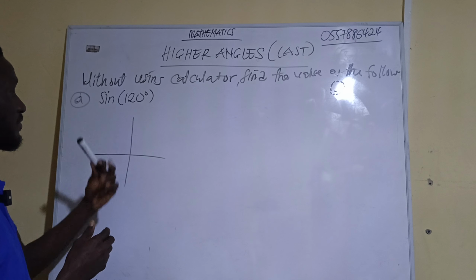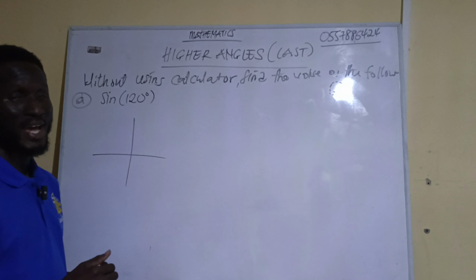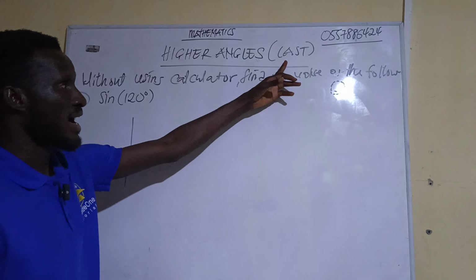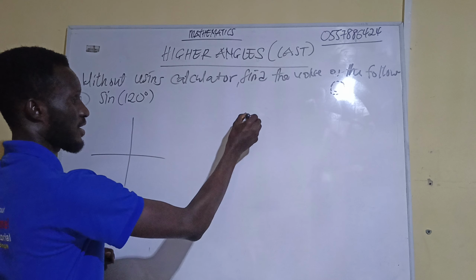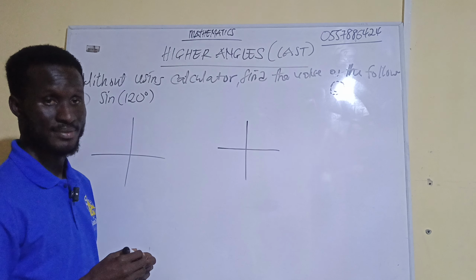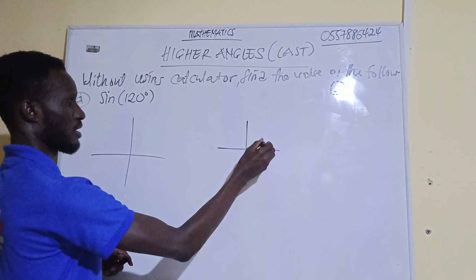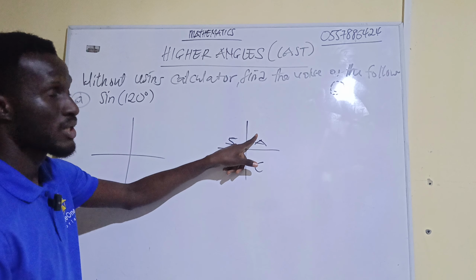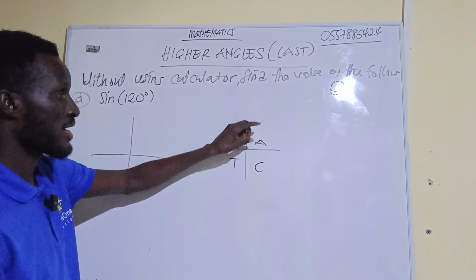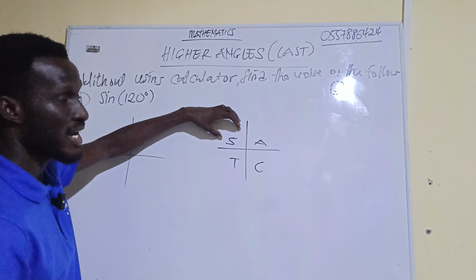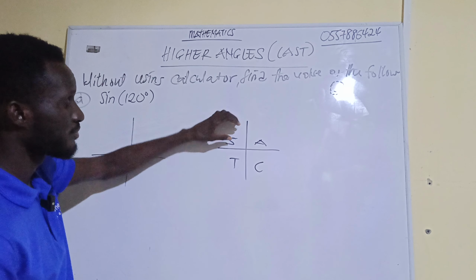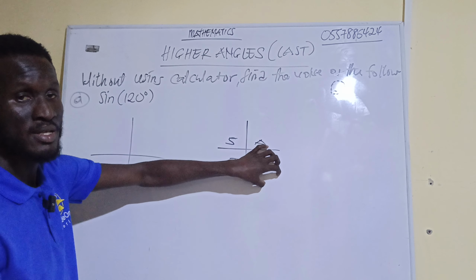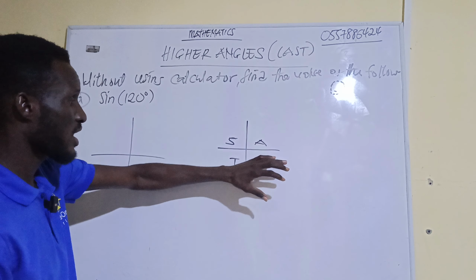So if I want to find sine 120 without using a calculator, I need to consider my CAST. Don't forget the CAST. When the angle falls here, all three ratios are positive, and this one is an acute angle. When the angle falls here, only sine is positive. When the angle falls here, only tan is positive. And when the angle falls here, only cosine is positive.